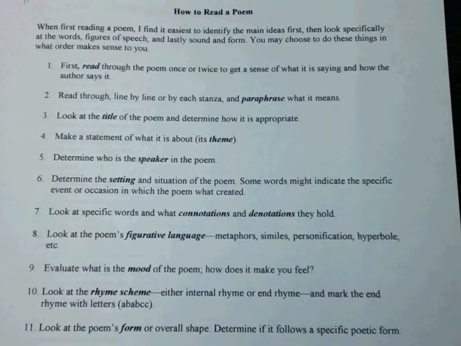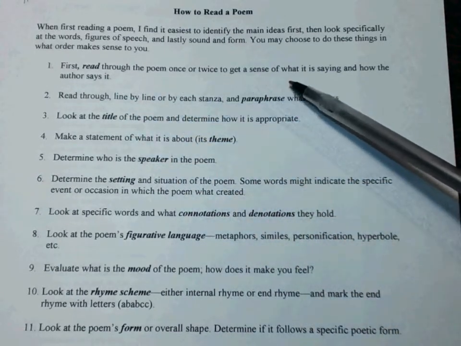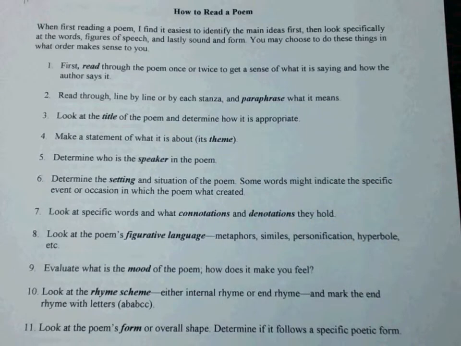First of all, when you read a poem, you just read it at least once just to get a sense of what's in the poem. So read it through first. That's number one right here. First, read through the poem once or twice to get a sense of what it is saying and how the author says it. Then, after you have an idea already of what's going on, you're going to read through and paraphrase. Number two, read through line by line or stanza by stanza, or try to break it up into sections if it's not broken up, and paraphrase off to the side. What is it saying? What does it mean?